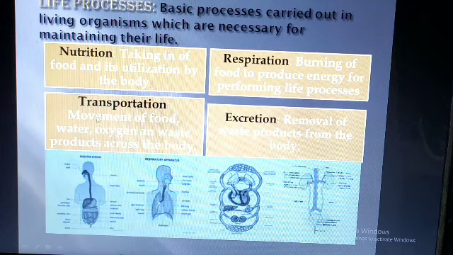Life processes are the basic processes carried out in living organisms, which are necessary for maintaining their lives. There are basically four functions. One is nutrition, which is the taking in of food and its utilization by the body. Second is respiration, which is the burning of food to produce energy for performing life processes. Third is transportation, the movement of food, water, oxygen and waste products within the body. After metabolism, the waste products that are produced should be removed. Removal of waste products from the body is called excretion, right?